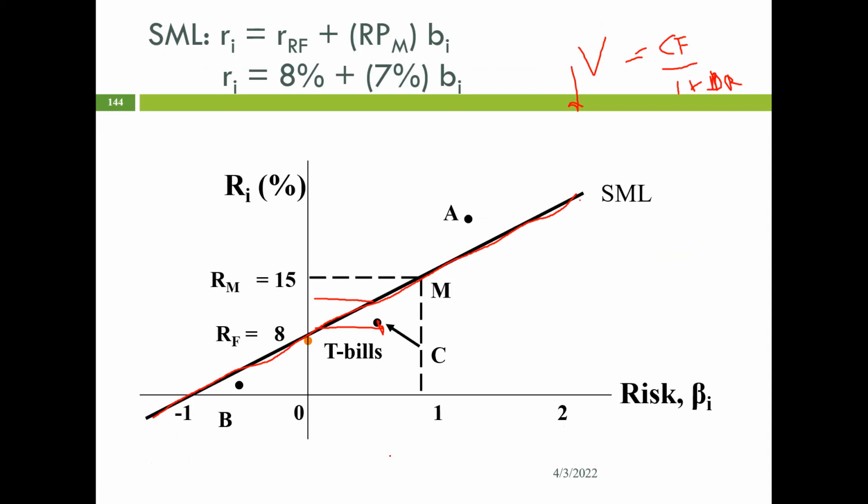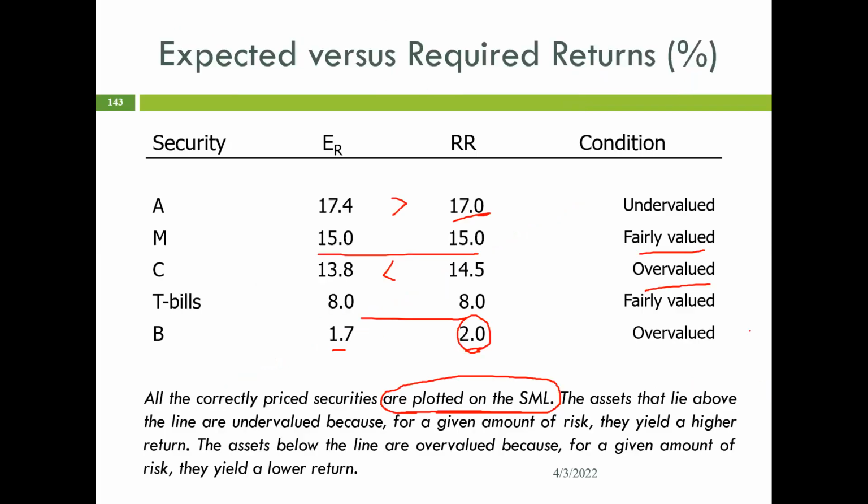So this is how we use the security market line to identify overvalued and undervalued stocks, right? So for security valuation, we can use CAPM to identify underpriced and overpriced stocks. The assets below the line are overvalued: for a given amount of risk, they yield lower return. So I think that's what I explained, right?